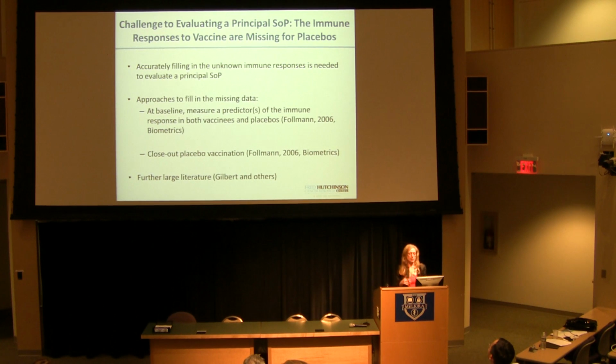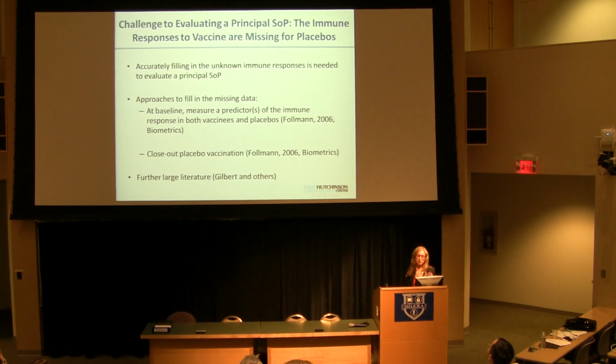But anyway, he came in with a different background and brought in some different ideas. So he wasn't afraid to suggest something new, and said, well, why don't we just do something wild, like fill in the missing data somehow, and we could measure a predictor of the immune response in both vaccines and placebos, or we could do a closeout placebo vaccination. That is, when the trial's over, the people who didn't get vaccinated, we'll just vaccinate them and see what their responses were.